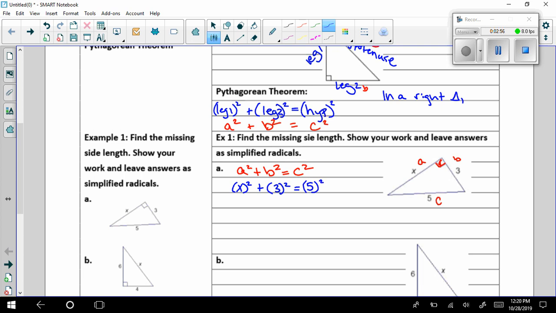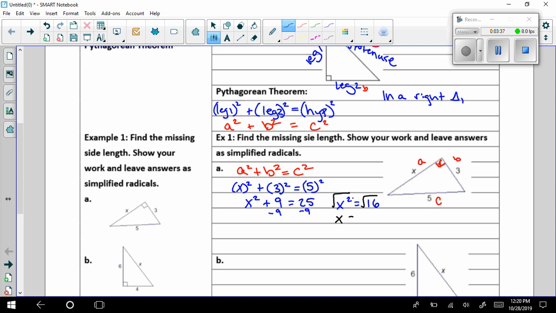The parentheses aren't really necessary, but every once in a while you have some addition going on in here, which would require distribution, so it's just good practice to go ahead and put those in. If you were plugging in a negative, you'd also need them. With side lengths, you won't have any negatives. So we have x squared plus 9 is equal to 25, and then we're just going to solve this out. So we subtract the 9 over, and we get x squared is equal to 16. And then we square root both sides. To get rid of a square, use square root.